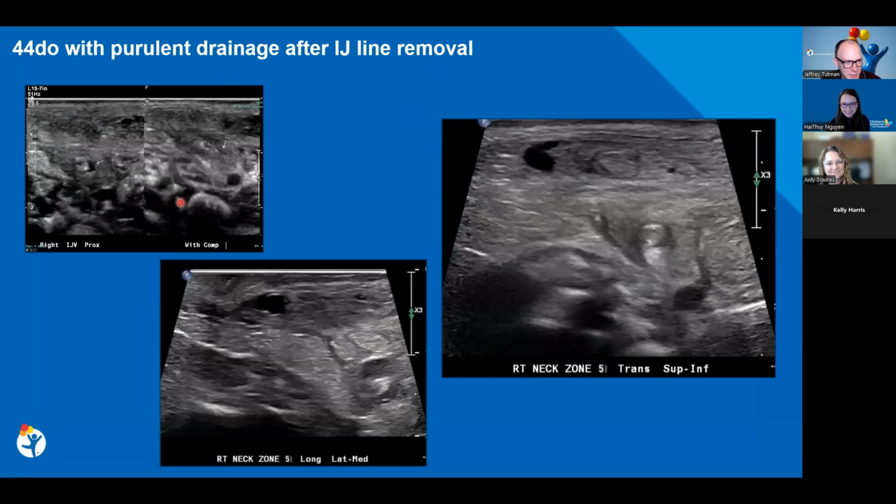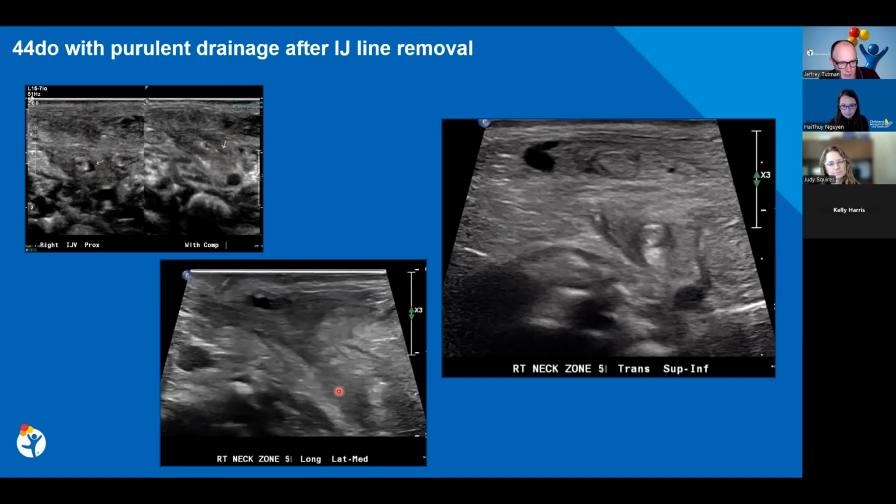This is my last case. So this was kind of an interesting one, again showing our discussion of fibrin sheath. This was a patient that had an IJ line. It got removed, and then they started having purulent drainage from the skin site where the catheter previously was. I know this image is a little hard to see, but this is the vessel right here, and you can see there's echogenic stuff within it. On the compression view, at least part of it compresses down, but there's still some material within the lumen itself.